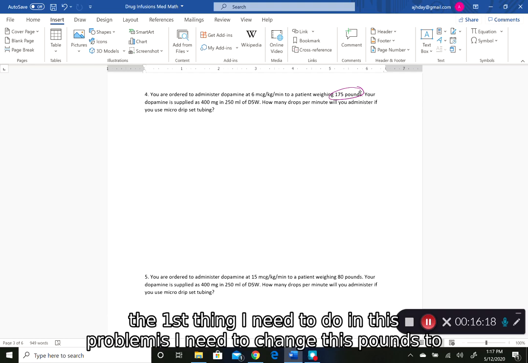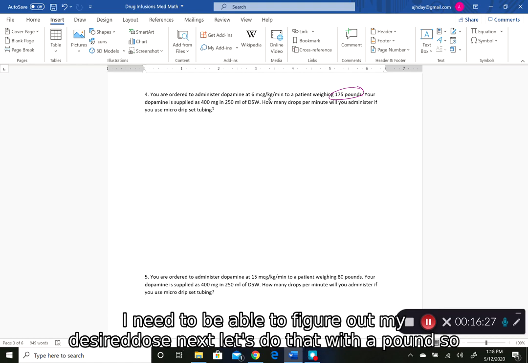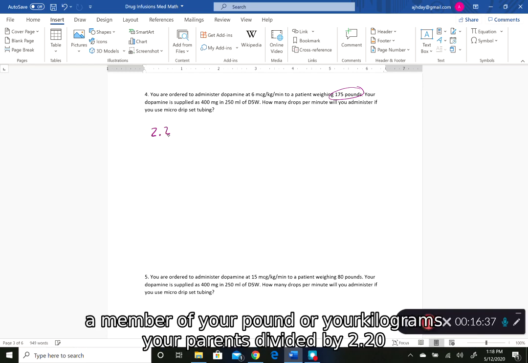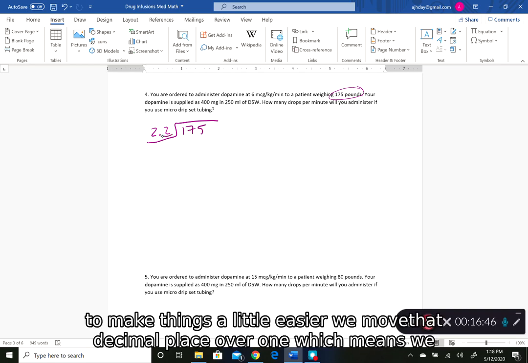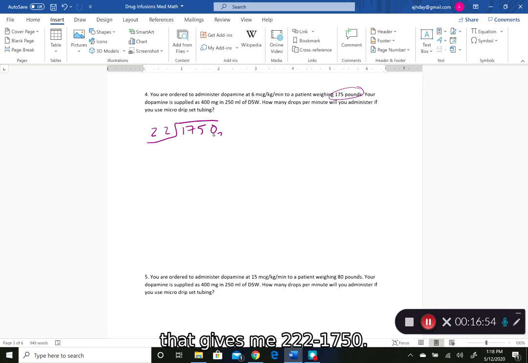So the first thing I need to do in this problem is change these pounds to kilograms because my dose is in kilograms. It's weight per kilogram, so I need to be able to figure out my desired dose, and I can't do that with pounds. So this is why we make you do this in 131. So I'm going to take, remember, your kilograms is your pounds divided by 2.2. To make things a little easier, we move that decimal place over 1, which means we need to move this decimal place over 1. So that gives me 22 into 1,750.